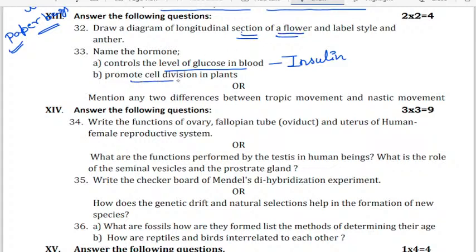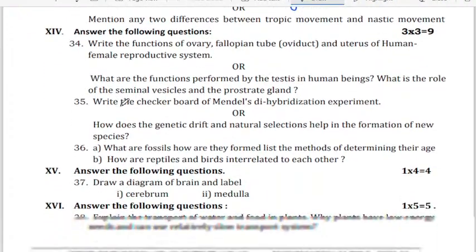Promote cell division. Which will promote cell division? Cytokinin will promote the cell division. Remember, cytokinin will promote the cell division. It's very important, children. You must know all the plant hormones followed by the animal hormones as well. Okay, let's go for the next question.